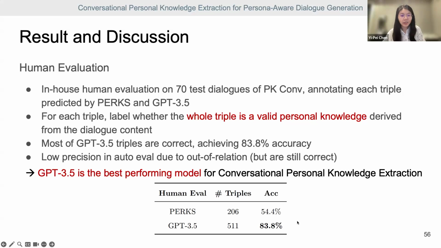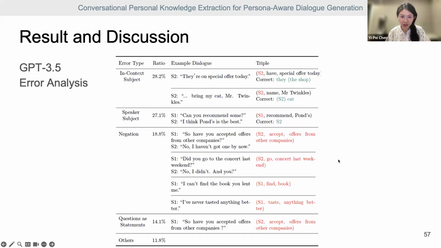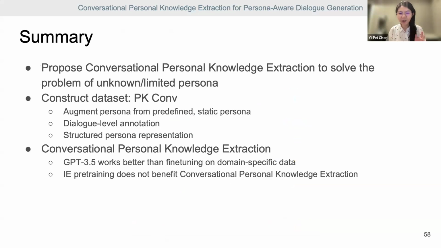We also did analysis to understand why it has such low precision. We found that GPT 3.5 predicts many out-of-category, out-of-schema relations. However, they can still be correct. We also did some error analysis to gather insights for future improvements, but due to time constraints, I'm not going into the details. So in sum, we propose a conversational personal knowledge extraction task to solve the problem of unknown persona. And to fulfill this task, we construct a dataset and benchmark 5 different approaches.